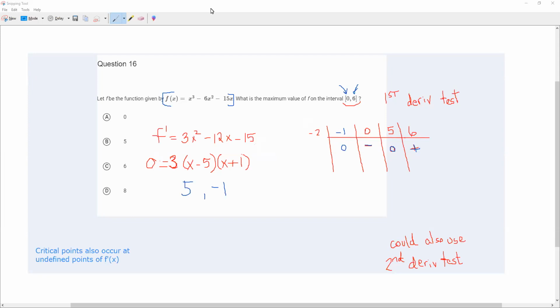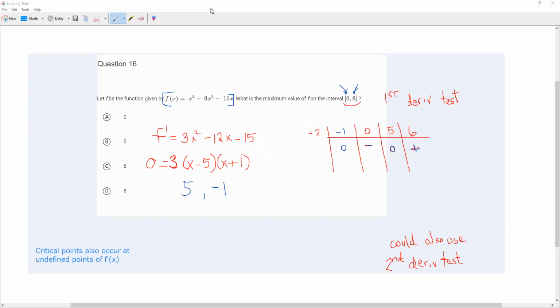Secondly, we need to test the endpoints and compare them to whatever we find inside the interval, okay? Any critical points we find inside. Thirdly, the question is asking us what the maximum value of f is. So it's not enough to just find where it is. Once you found the x coordinate, plug that back into f to get the value of f.